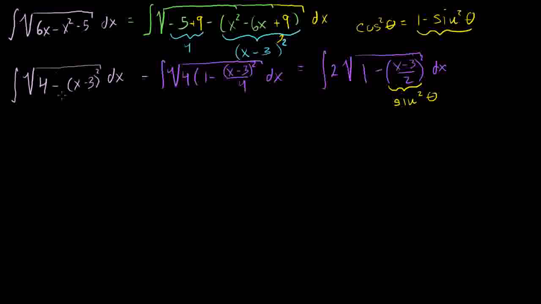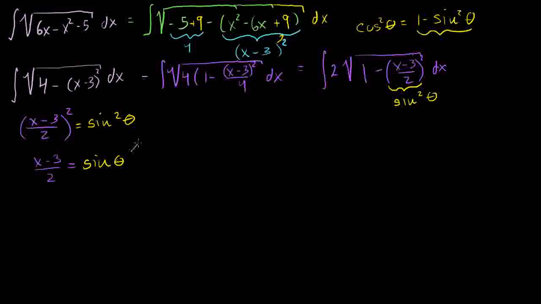Let me write that (x minus 3) over 2 squared is equal to sine squared of theta. Now, if we take the square root of both sides of that equation, I get (x minus 3) over 2 is equal to sine of theta. Now, you know where this is going to go. We're eventually going to have to substitute back for theta. So let's solve for theta in terms of x.